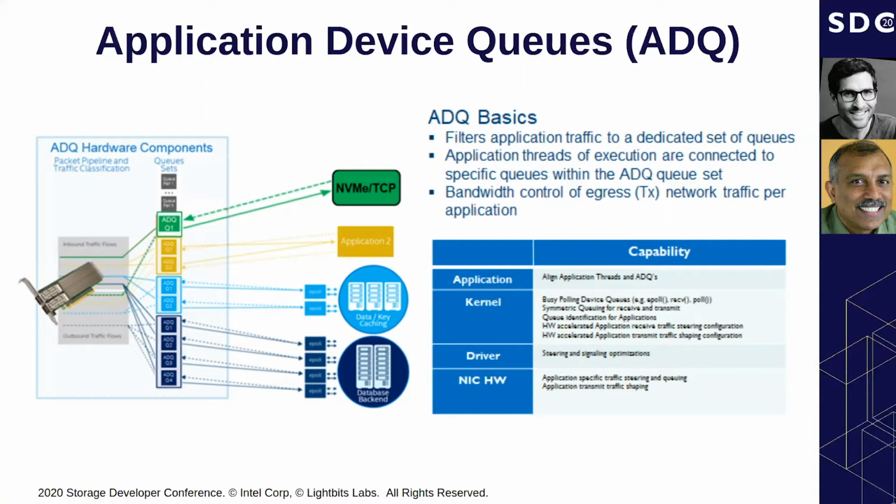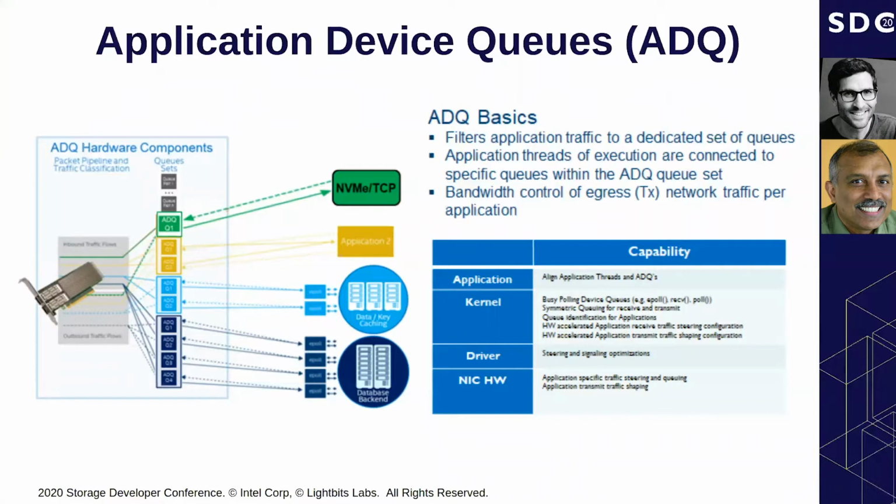Additionally, bandwidth control of egress traffic allows for traffic shaping per queue set, enabling better bandwidth sharing between applications if you so choose to enable that. The key thing is all of this is accomplished within the framework of the native OS networking stack.